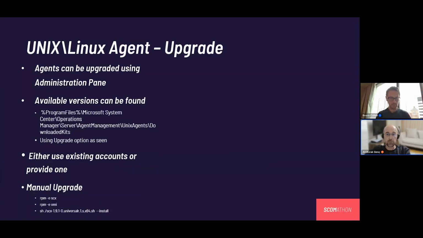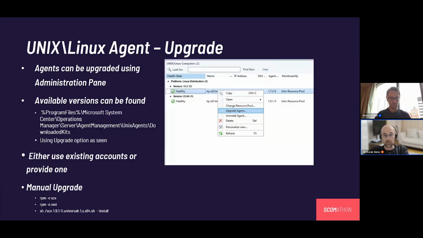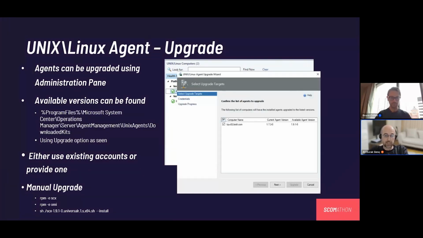So when it comes to upgrade, again, the easiest way is to use the SCOM console. In the administration pane, under Unix Linux computers, you can see the distributions, operating system, and the agent versions. When you right-click on any of the servers, you will find the option to upgrade. Any upgradable version for that agent can be checked when you click on upgrade. Also, you can find all available packages within the downloaded kits folder under the SCOM installation path.